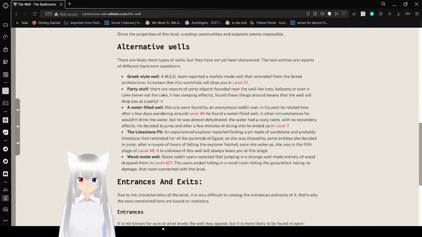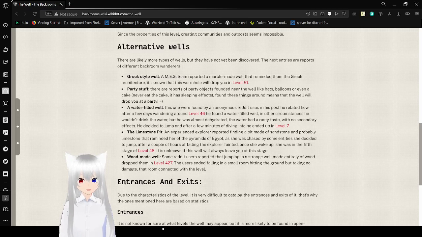Party stuff. There are reports of party objects found near a well, like hats, balloons, or even a cake. Never eat the cake. It has sleeping effects. Finding these things around means that the well will drop you at a party. I think the guess is that the well will drop you somewhere where a lot of partygoers want you to go.